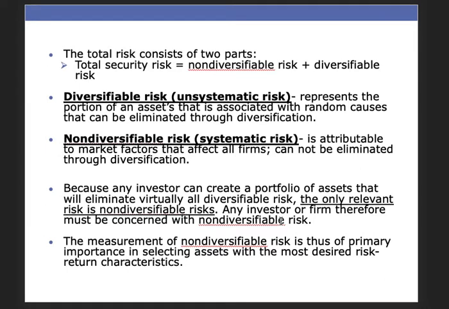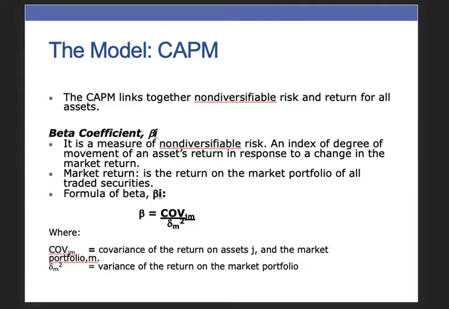Any investor or firm therefore must be concerned with the non-diversifiable risk ataupun yang cannot be controlled, the uncontrollable risk ataupun the systematic risk. The measurement of the non-diversifiable risk is thus of primary importance in selecting assets with the most desired risk-return characteristic. So here comes the model of the CAPM. The CAPM links together the non-diversifiable risk and the return for all assets. Kenapa? Sebab dia ada beta in the equation.